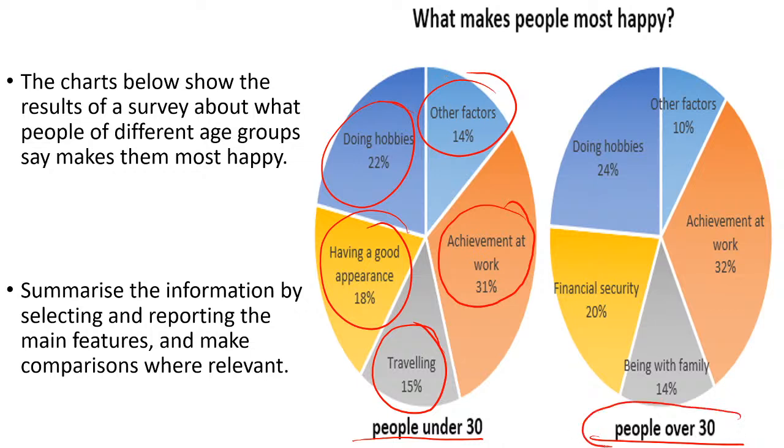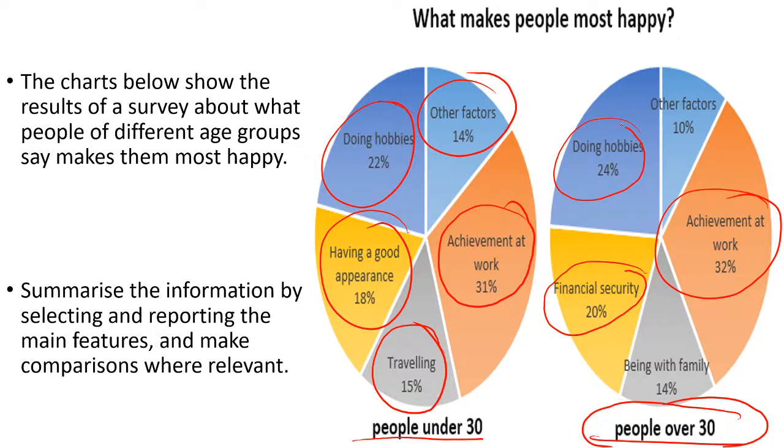So now let's see people who are over 30. Surprisingly, achievement at work is also the most popular among people over 30. They are happiest with their achievement at work. And again it is followed by doing hobbies, which is the second most popular as with the under 30s. So next is financial security, that is 20%.